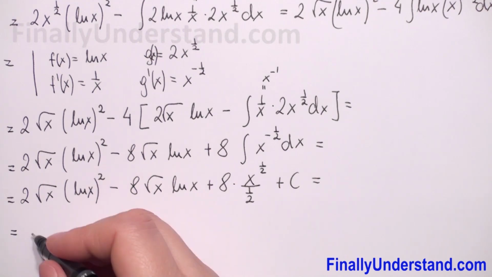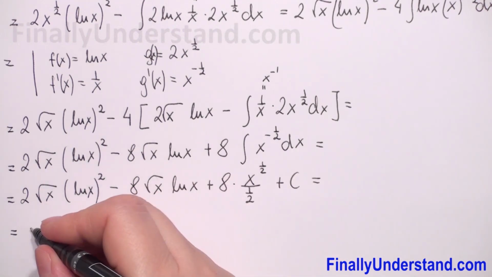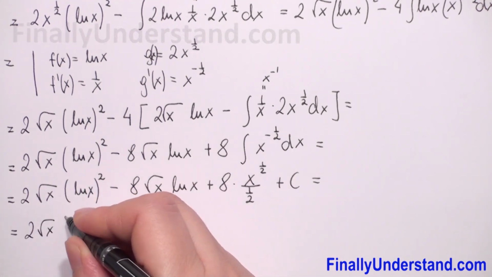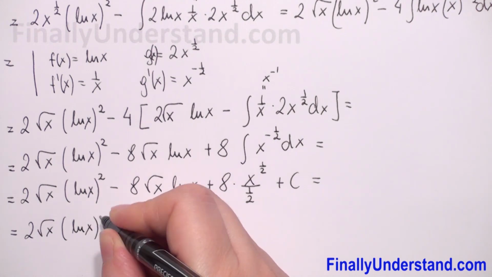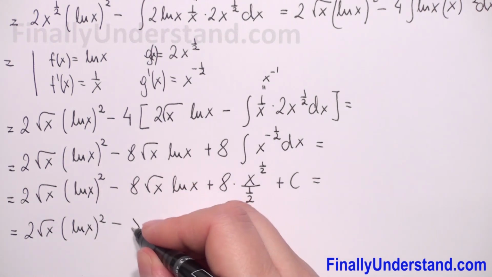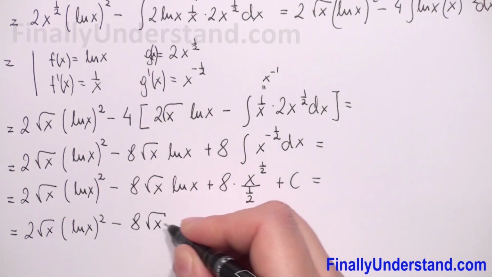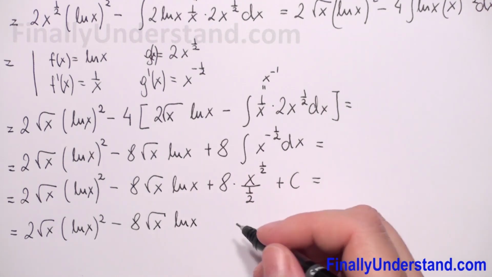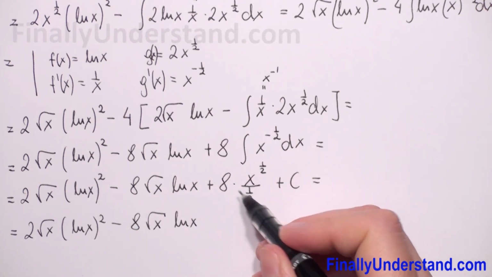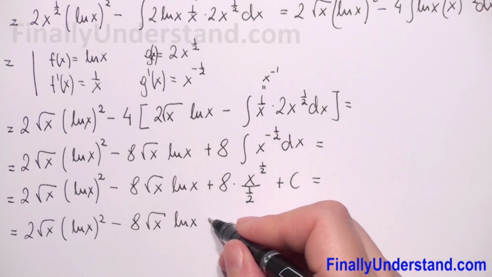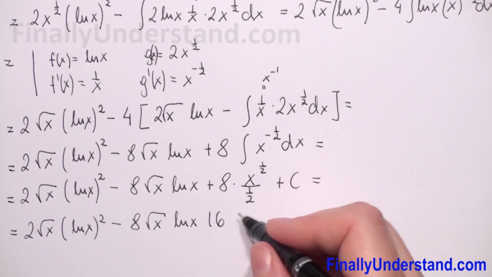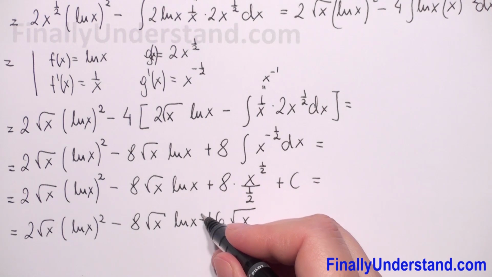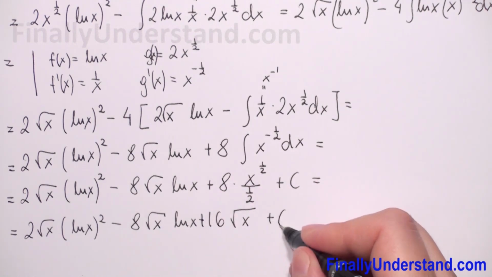We have 2 square root of x natural logarithm of x to second power minus 8 square root of x natural logarithm of x. We have to flip this number, so it will be 8 times 2 is 16, x to 1/2 power is square root of x. I forgot to put plus constant c.